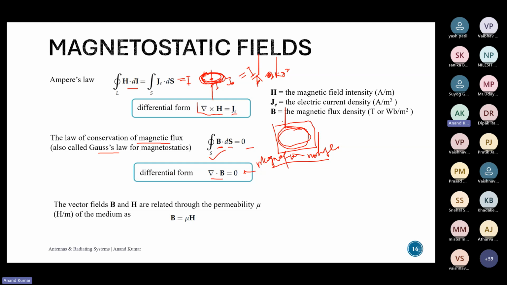Next, we have the vector fields, magnetic flux density and magnetic field intensity, and they are related by this constitutive relation, which is B equals mu H, very frequently used during substitutions. And this mu quantity is the permeability of the medium. So earlier I said we have epsilon, now we have mu. These two quantities basically define the properties of the media. Any material that exists can be specified by its epsilon and mu.